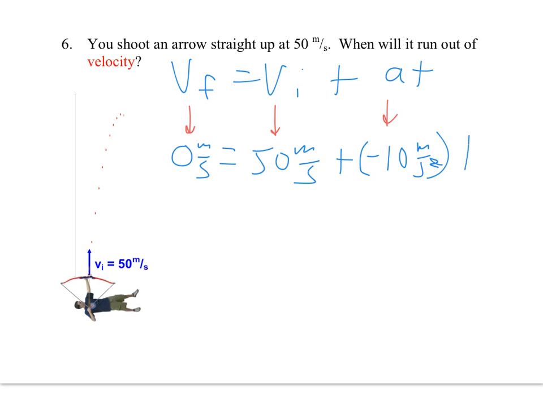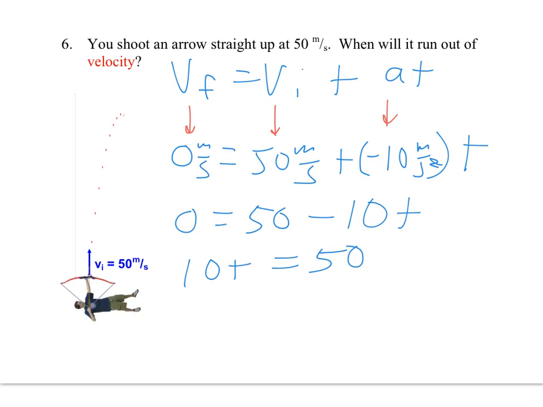In this case, our unknown is the time. So here's the equation. This is what we need to solve. Let me just rewrite this a little bit simpler here. So 0 is equal to 50 minus 10 times t. And here's our algebraic expression. I'm going to move the 10t over to the other side by adding it to both sides of the equation. 10t is equal to 50. And if I divide both sides of the equation by 10, I get my answer of 5. Because I've solved for time, this is a time of 5 seconds.